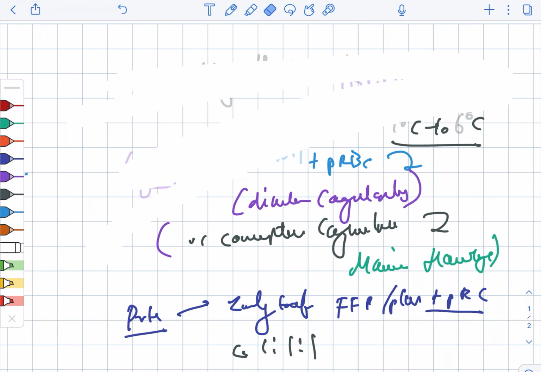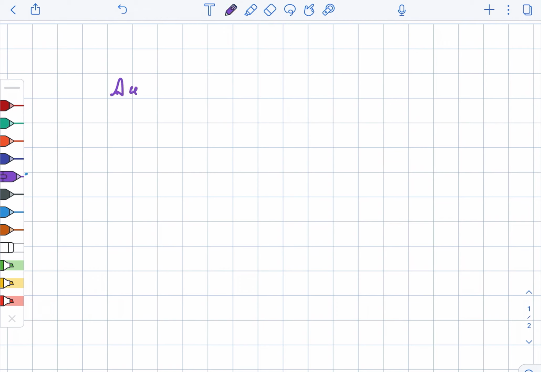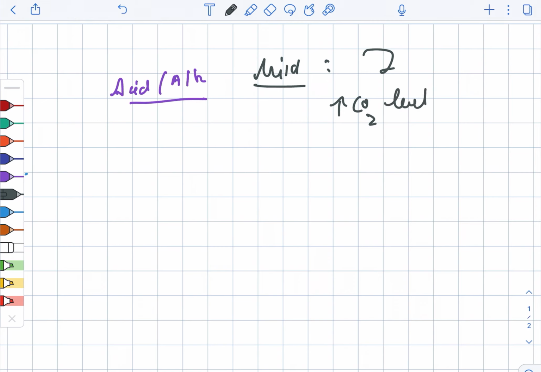Now the next complication could be due to acidosis or alkalosis. In the acidosis or alkalosis, they can be mild. It results in increased CO2 levels, and it is in stored blood by 21 to 35 days.